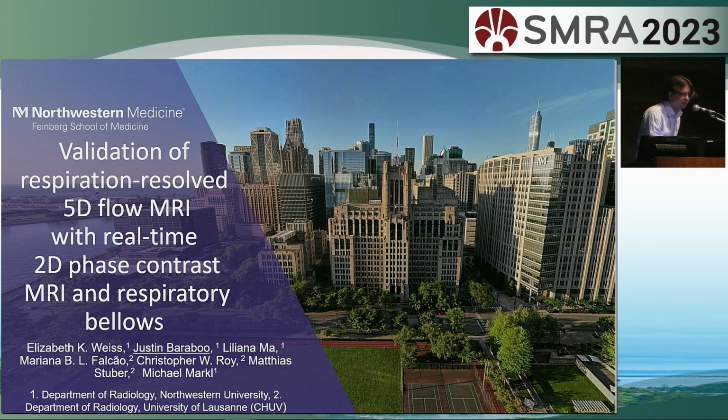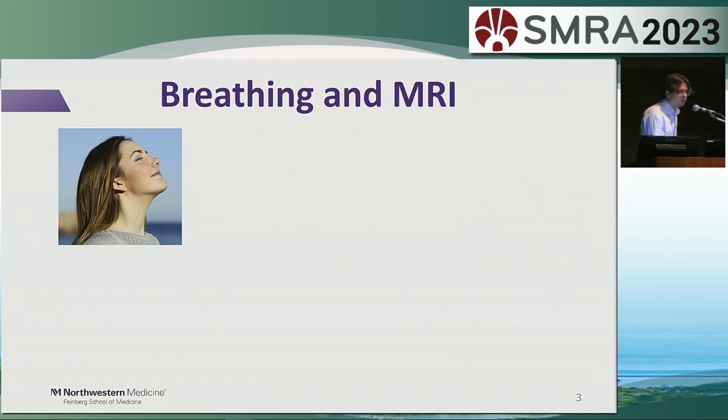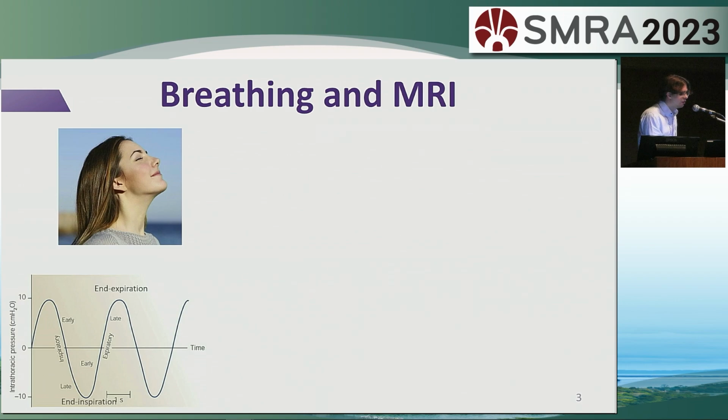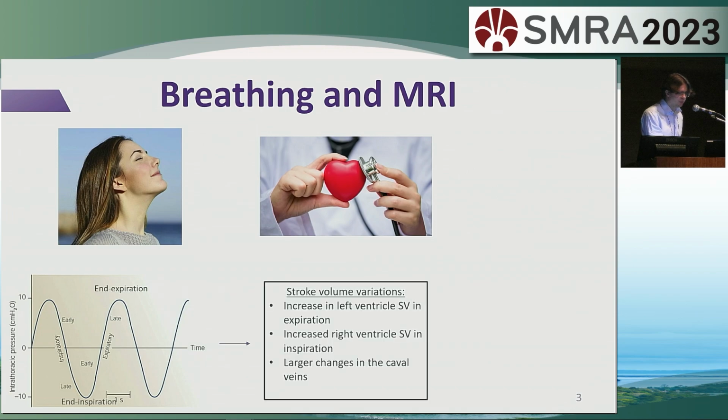I'm Justin Baraboo. I have nothing to disclose. So I want to start off by talking about breathing and MRI, especially from a flow perspective. What happens when we breathe is we have a pressure change in the chest as we go from expiration to inspiration. Now, if you ask a cardiologist what happens when we breathe, they may say we have differences in blood flow due to this, where our stroke volumes change across the respiratory cycle.